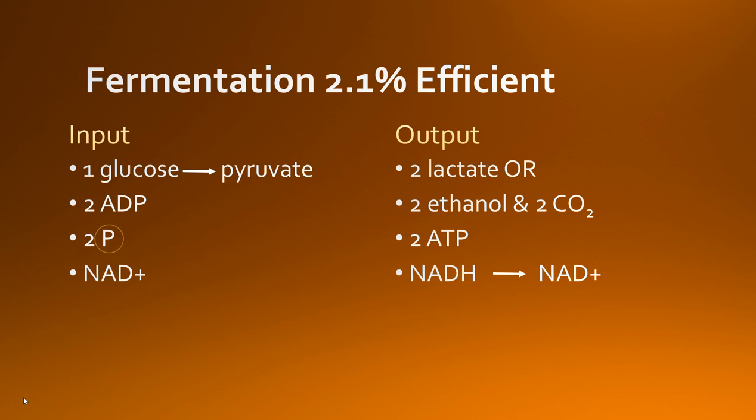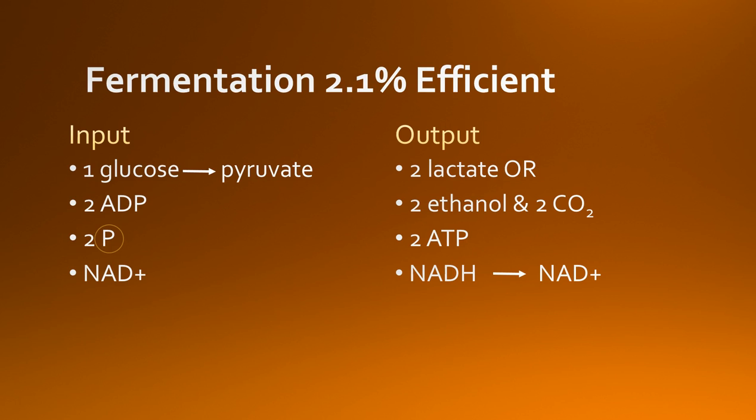Fermentation is not very efficient. It's only 2.1% efficient compared to cellular respiration being 39% efficient. Here are your inputs and your outputs. We are going to put in 1 glucose. That's going to be converted to pyruvate, and depending on if you're an animal, a bacteria, or a yeast, your outputs are different. Lactate for animals and bacteria; for yeast, your products are ethanol and carbon dioxide.